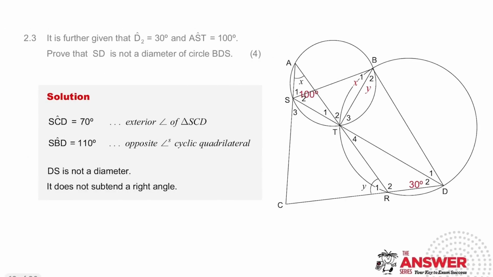Now, can we justify it? Okay, and it's surprisingly easy to do in this case. So we're going to start by stating the obvious. Angle SCD is 70 degrees, exterior angle of triangle. Angle SBD, which is directly opposite, is 110 degrees, opposite angle cyclic quad. We make our claim, DS is not a diameter. How can we say that it does not subtend a right angle?